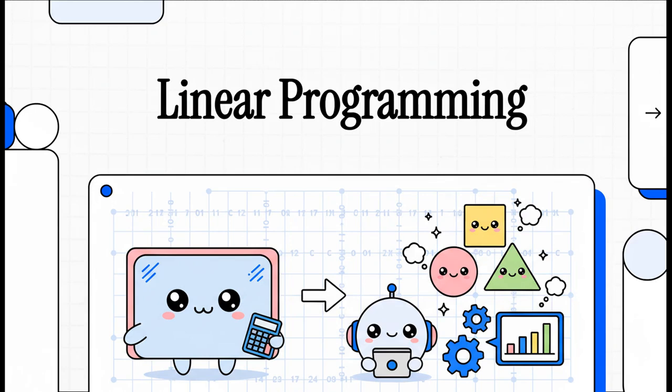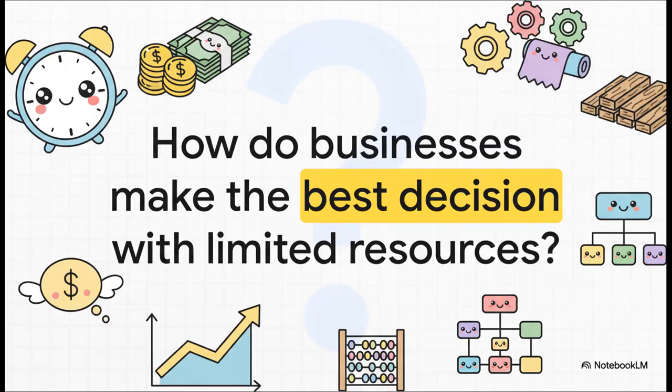Ever wonder how to make the perfect choice with limited options? That's what linear programming is all about. So, say you're running a business. You've got limits on everything. How do you possibly maximize your profit?